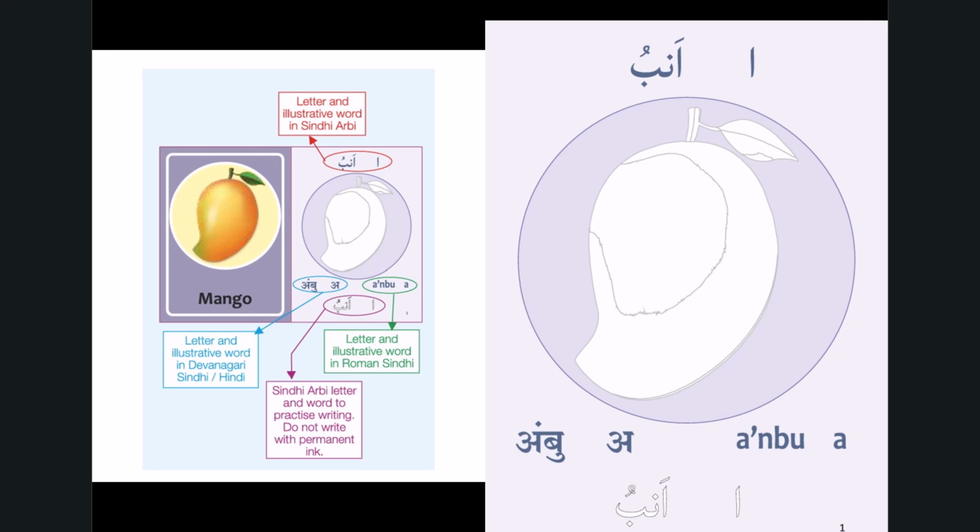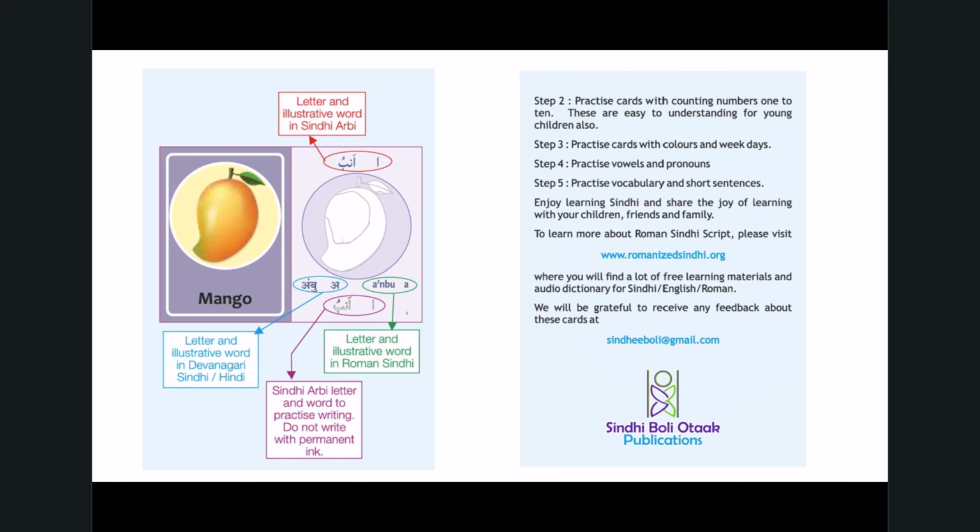Under the image in the bottom center of the card is Sindhi letter and a word using that letter sound on the top written in Arabic Sindhi script but in white shade. Please do not write with permanent ink on the shaded word and letter. This is given to see and practice writing on a separate paper.